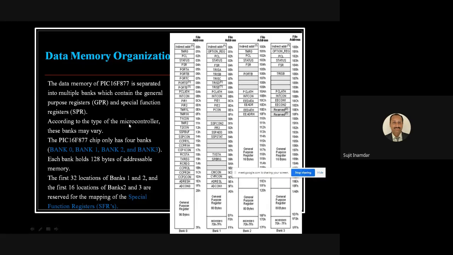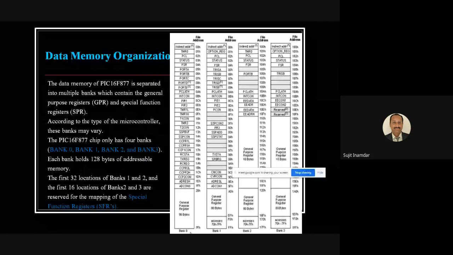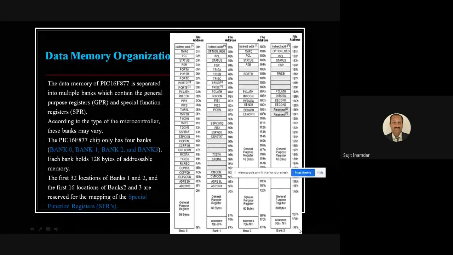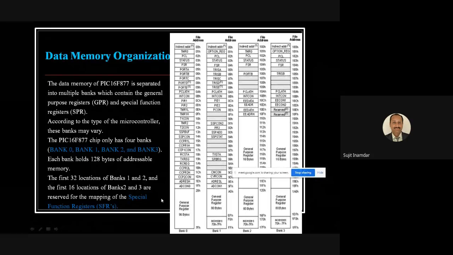So this is the overview of this particular data memory, that is the RAM. So each bank is having 128 bytes. म्हणजे total RAM चा size किती झाला? So that you can calculate from this one, that is 00 to 1FFH. So this is the RAM size for this PIC.